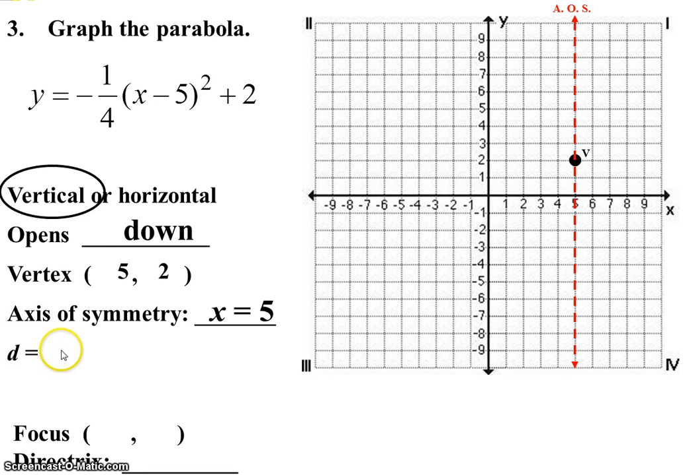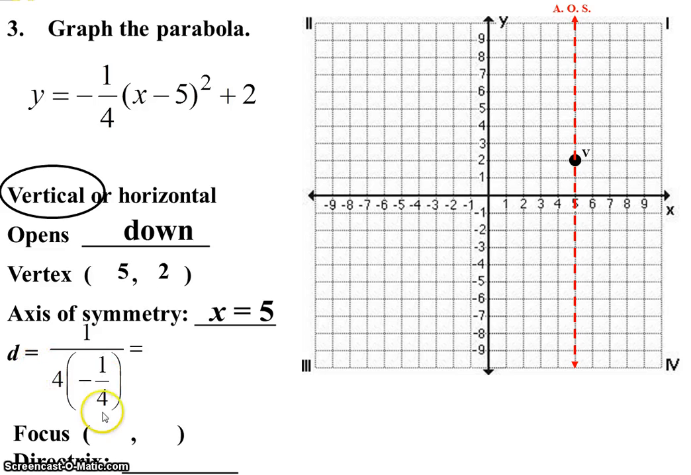So I know it's the formula 1 over 4a. A is whatever was in front of the squared quantity when it's written already in this form. If it's not, we have to do a little bit of work first. So 1 over 4 times negative 1/4.